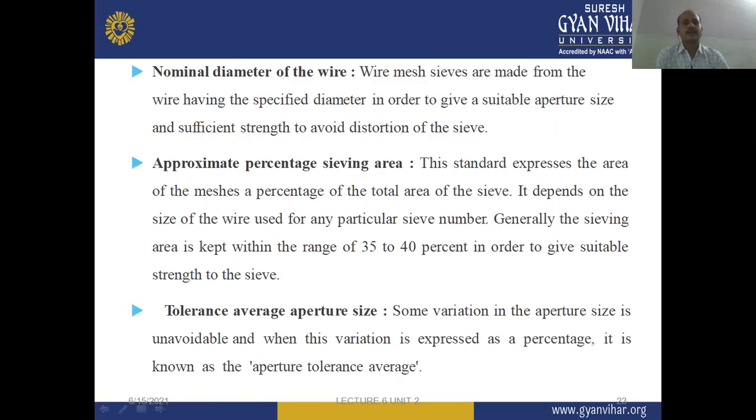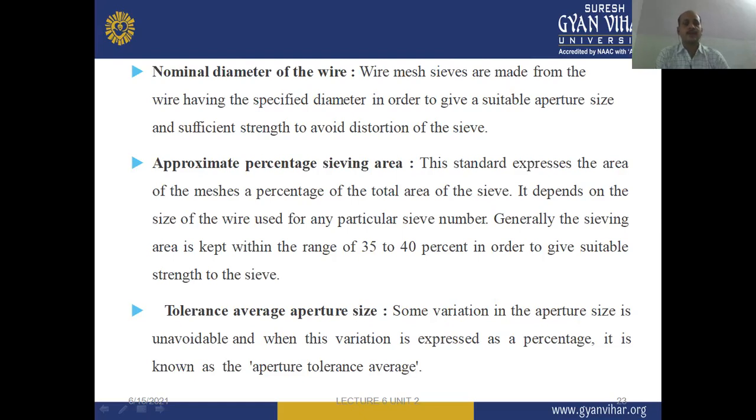Now, nominal diameter of the wire. Wire mesh sieves are made from wire having the specified diameter in order to give a suitable aperture size and sufficient strength to avoid distortion of the sieve.